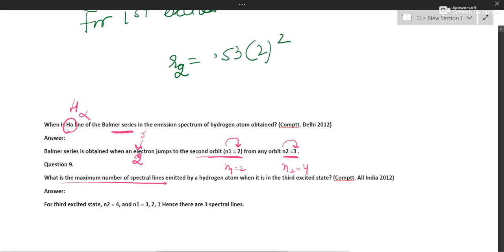What is the maximum number of spectral lines when it is in third excited state and returning to ground? So it is 3 into 3 minus 1 by 2. Okay, so 2 and 2 will be cancelled. 3 spectral lines. Kindly prepare the numericals.